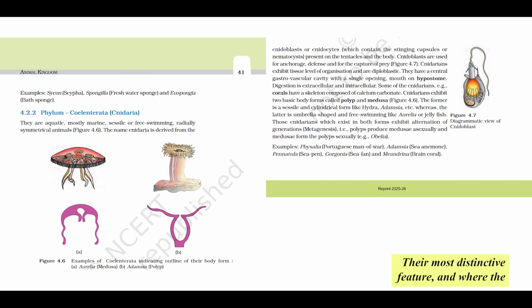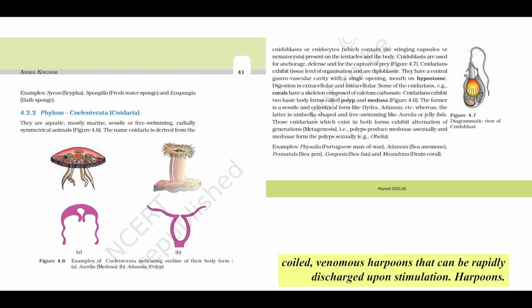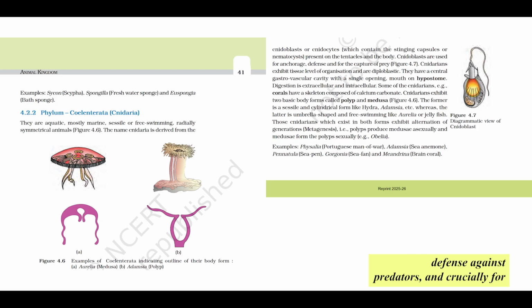Their most distinctive feature, and where the name Cnidaria comes from, is the presence of specialized stinging cells called cnidoblasts, or cnidocytes. These are found all over their tentacles and body. Each cnidoblast contains a complex intracellular structure called a stinging capsule or nematocyst. Think of these as tiny, coiled, venomous harpoons that can be rapidly discharged upon stimulation. Harpoons, what do they use them for? Primarily for anchorage, defense against predators, and crucially for capture of prey. They can paralyze or ensnare small animals.